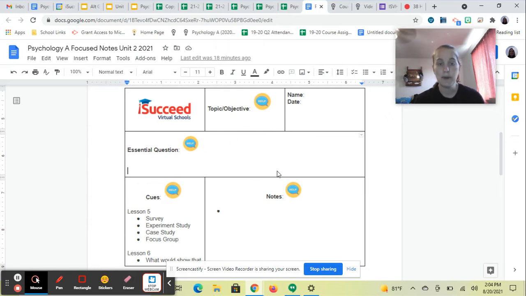So you've got different boxes here. The first one's the topic/objective box, and that's pretty self-explanatory. You're going to put the topic of the unit there, your name, date, and then there's the essential question box, cues, notes. And if you're ever wondering, what do I put in these boxes? I can't remember. You just click on these little buttons and it'll tell you exactly what to put there. In the essential question box, you're going to put a question about what the whole unit is about. For instance, if you were learning about focus notes, your question might be, how do I take effective focus notes? And that would be the essential question that you're trying to answer through studying in that unit.